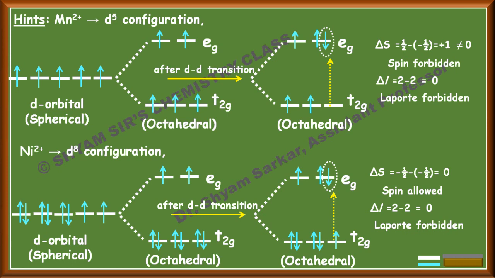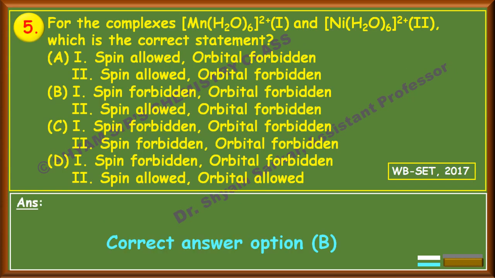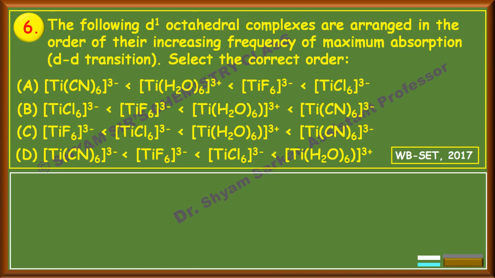So if you correlate with the options given, which option is matching? We have spin forbidden and orbital forbidden in the first complex, and in the second complex spin allowed, orbital forbidden, so it's matching with option B. So option B is the correct answer here.